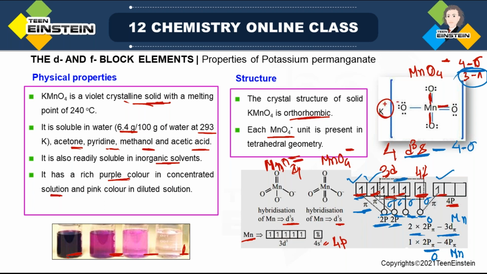Because when 3d is used for hybridization, it has lower energy compared to 4p. So that is why the d orbital is used and 4s is used for hybridization. So it is not sp3, it is d3s, and this is an exception.